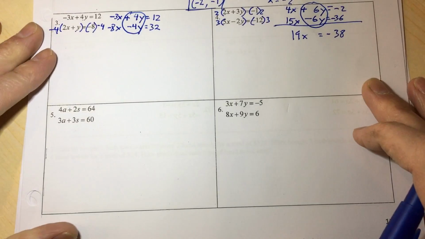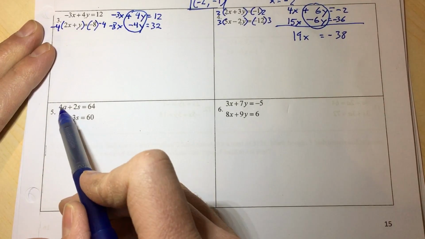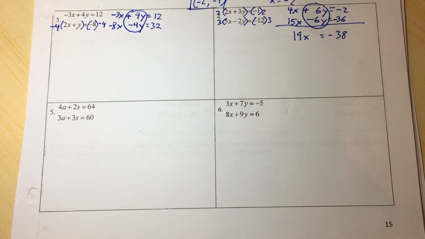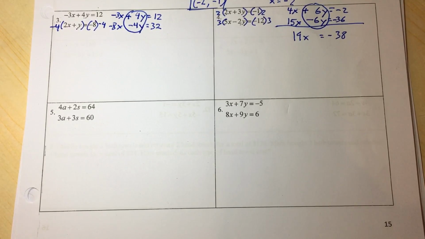Okay, our last two zeros here. So I have 4 and 3, and I got 2 and 3. So what do you want to get rid of? Do you want to get rid of the S, or do you want to get rid of the A? It's up to you. I'm going to go with the S.